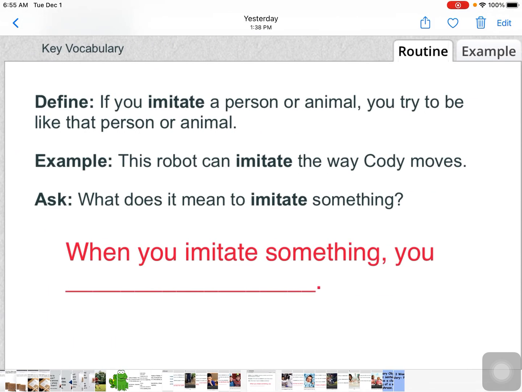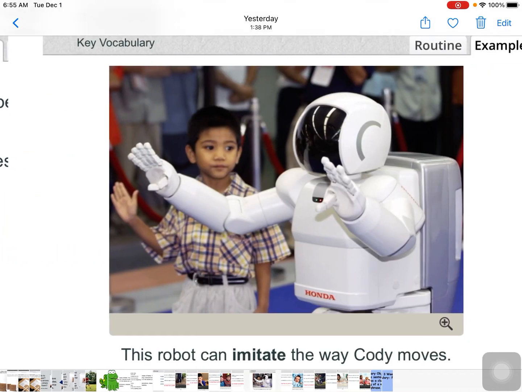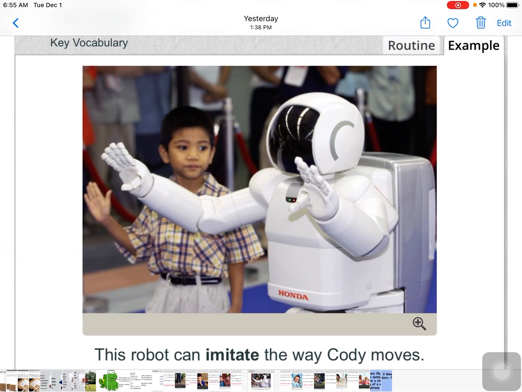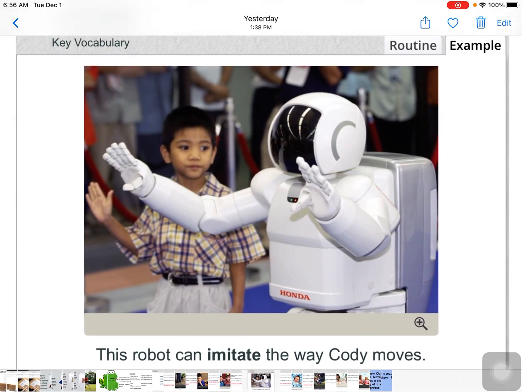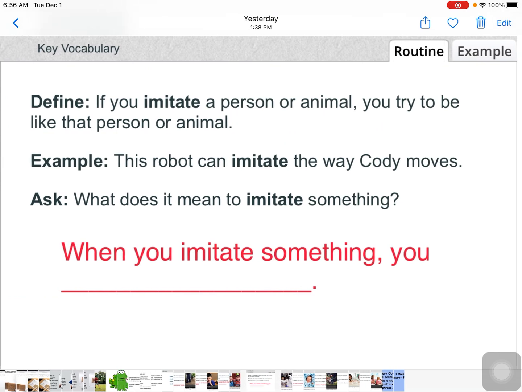And the last word we are doing today is imitate. Please say that word, imitate. If you imitate a person or animal, you try to be like that person or animal. Our example is this little boy is imitating a robot. I can see that he has his arm up exactly like the robot. And it says this robot can imitate the way Cody moves, because he is trying to be like the little boy. The robot is trying to be like the little boy.